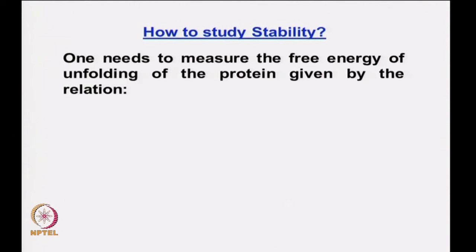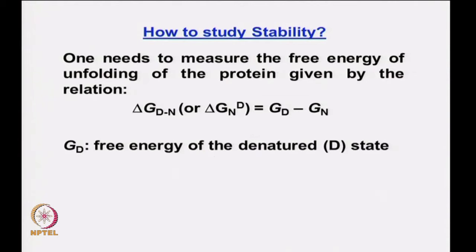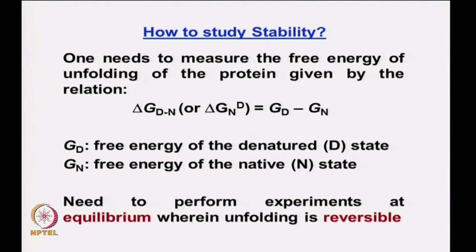How to study stability? We said that we need to measure the free energy of unfolding, right, and the free energy of unfolding is given by this, where D is the denatured, N is the native. And what we also made note of was that what we are going to talk about are equilibrium measurements. So, that means we have to be at equilibrium, and if it is equilibrium, that means either we go back or forward, we should be able to come back to the same point without losing any information. Essentially, it should be reversible.